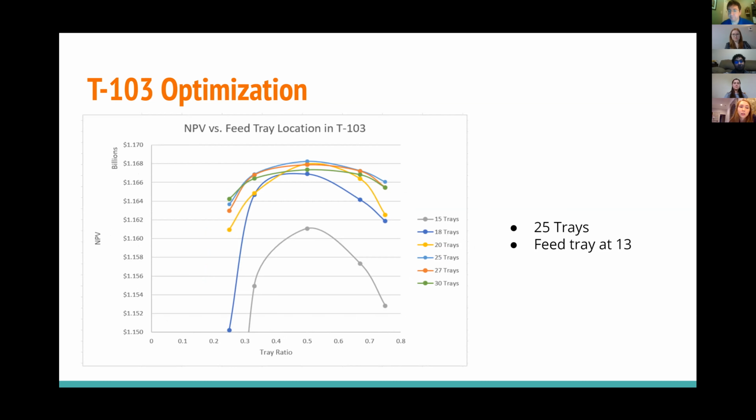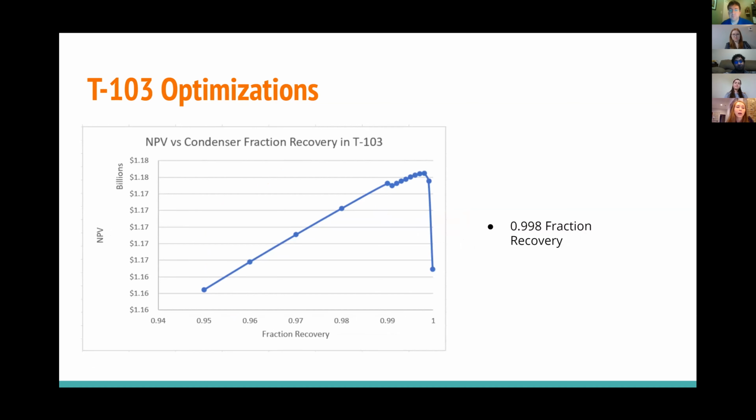However, as you could see with all 3 towers, the feed tray location and the number of trays does not have that much of an effect on the NPV. So it didn't really matter what we actually chose, because it wouldn't have had too much of an effect. But we also decided to optimize the condenser on the third tower by changing the fraction recovery setting for the condenser, in order to determine how pure of a stream we can get that's still cost effective, and this resulted in a value of 0.998 fraction recovery.